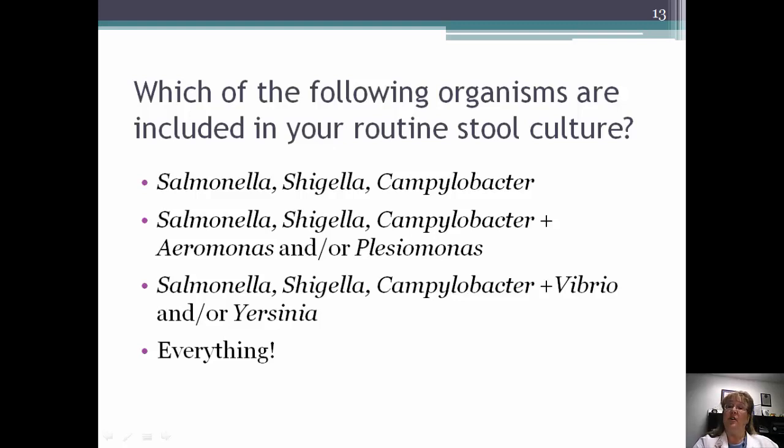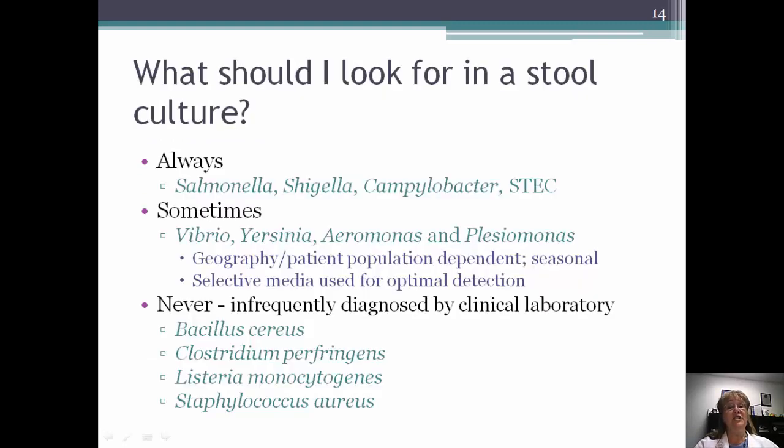So the next question is, which organisms do you include routinely in your stool culture? Salmonella, Shigella, kind of the top three. Salmonella, Shigella, and Campylobacter. Do you include Salmonella, Shigella, Campylobacter, and Aeromonas and Plesiomonas? Or perhaps instead of those, Yersinia and Vibrio? Or do you just culture for everything? Essentially, the things that we should always be looking for in every stool culture are Salmonella, Shigella, and Campylobacter.